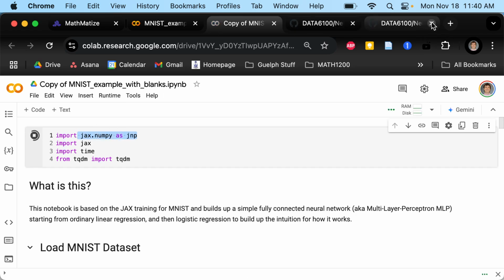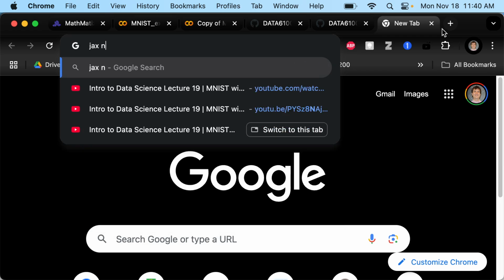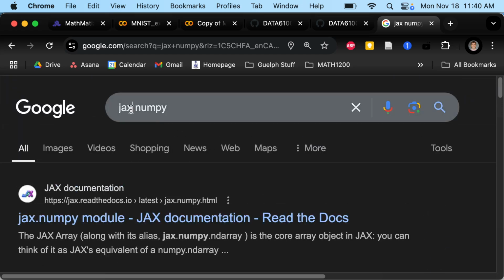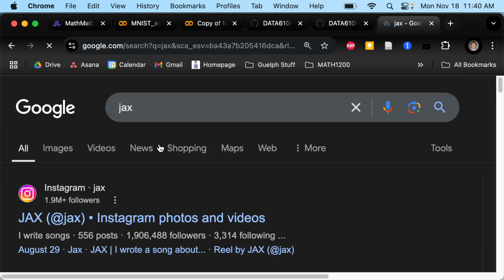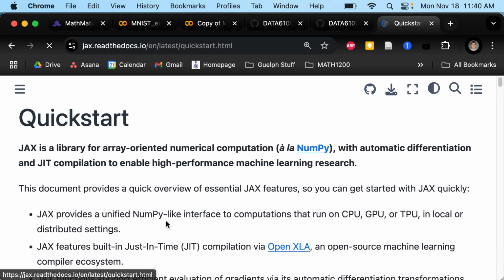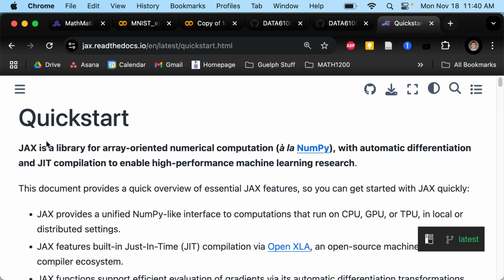What is JAX? Let's look it up. JAX NumPy. What is this? I guess let's just go to JAX. Hopefully this will have what I want. Here it is. So JAX is a library for array-oriented numerical computation, like NumPy, but it has one extra thing that NumPy doesn't have, with automatic differentiation. So that lets you do gradient descent very quickly. You'll see when we get there what this is.